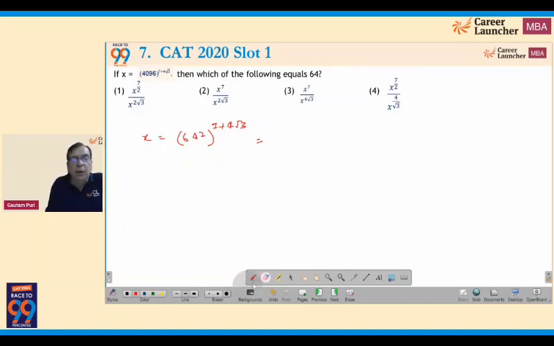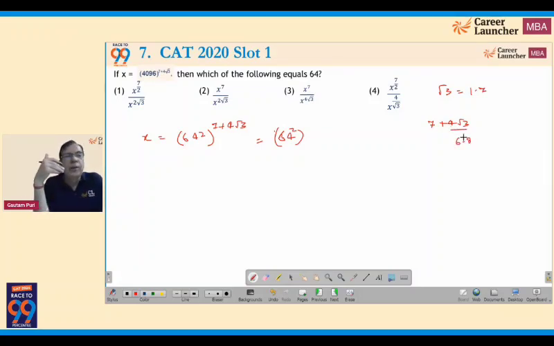Okay. So what can I say this is equal to? 64 to the power of the 64 square. What is 7 plus 4 root 3? Root 3 is equal to 1.7 approximately. So 4 root 3 will be 6.8. 1.7 into 2, 3.4, into 2 makes it 6.8, plus 7. So this becomes 13.8.